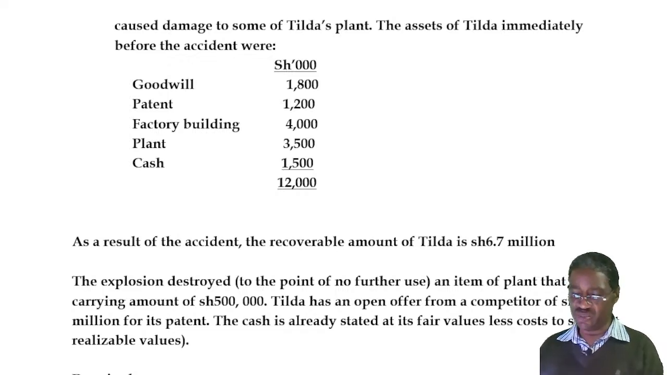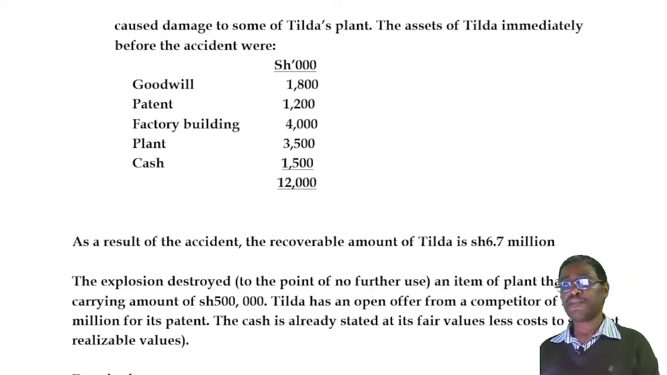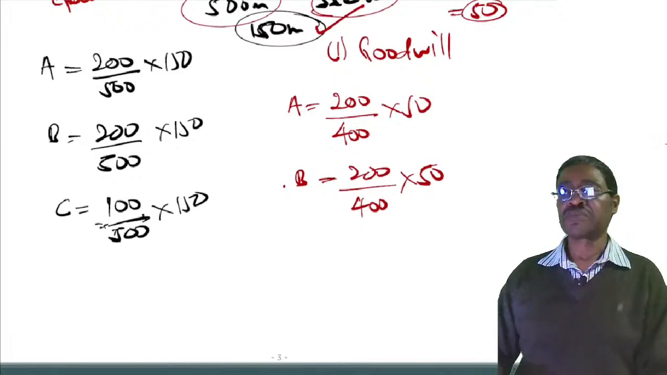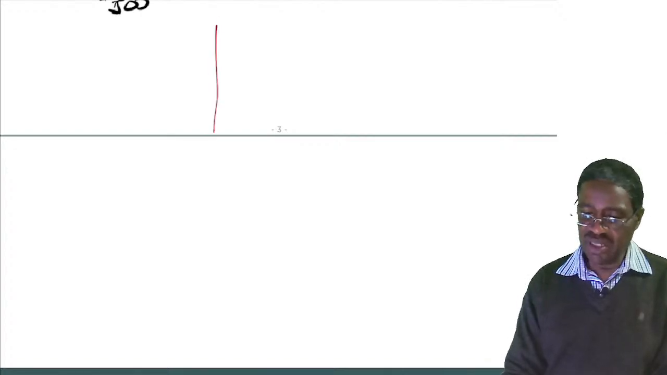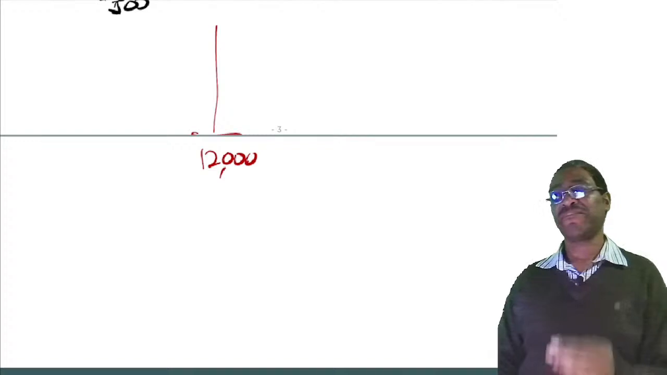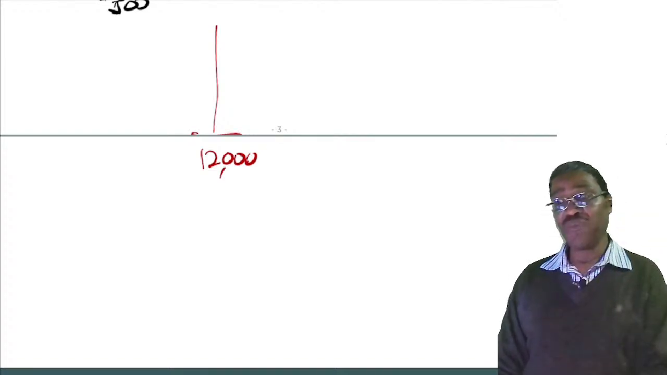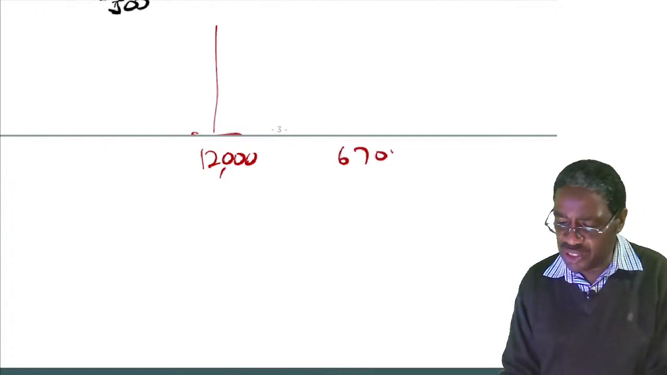Now let me explain. Don't write. Let me first explain. Listen. You have an asset or a unit which has a carrying amount, you can remember in the list. It was how much? 12 million. That one we have been given. Then we have been told the recoverable amount is calculated already at 6.7.